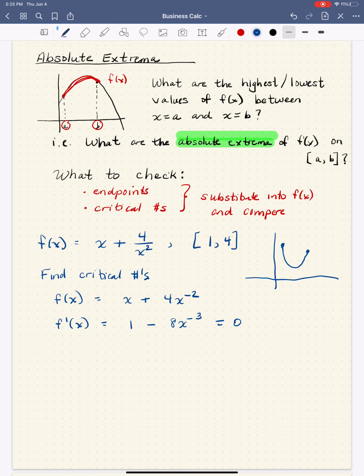Okay, so now we use algebra to figure this out. Well, I'm going to add this to the other side. And remember that x to the negative 3 really means 1 over x to the third, so I'm going to rewrite this as 1 equals 8 over x to the third. And then I'm going to multiply both sides by x to the third. And if you want to know what number cubed gives you 8, well, that's just 2. So that means that 2 is my critical number.